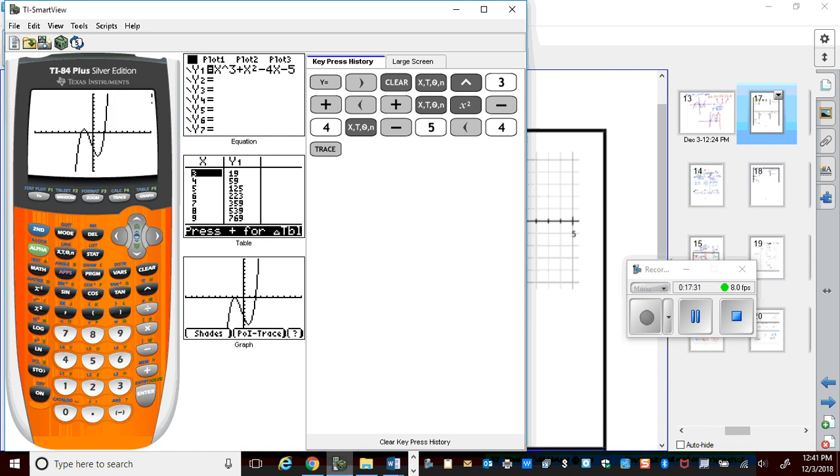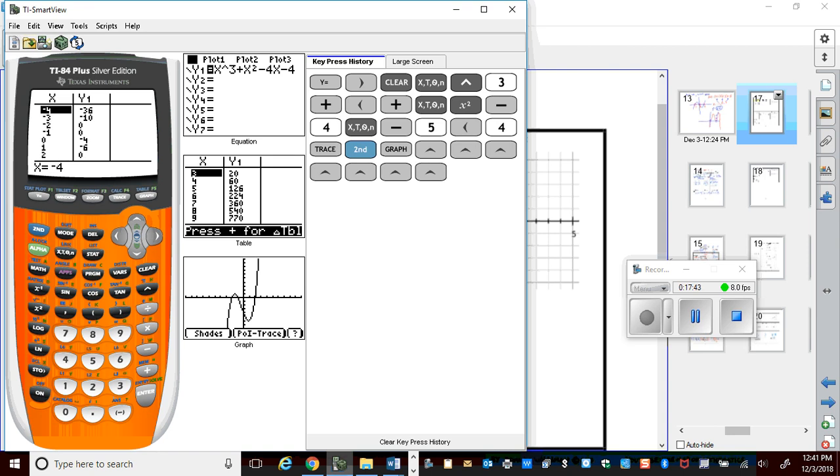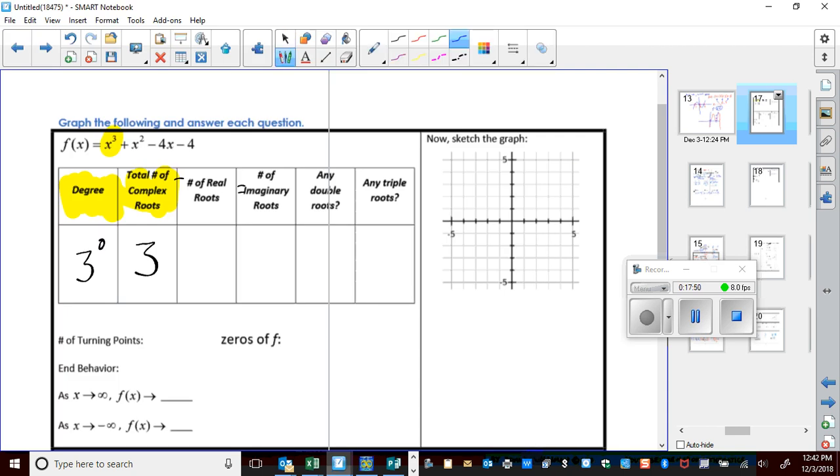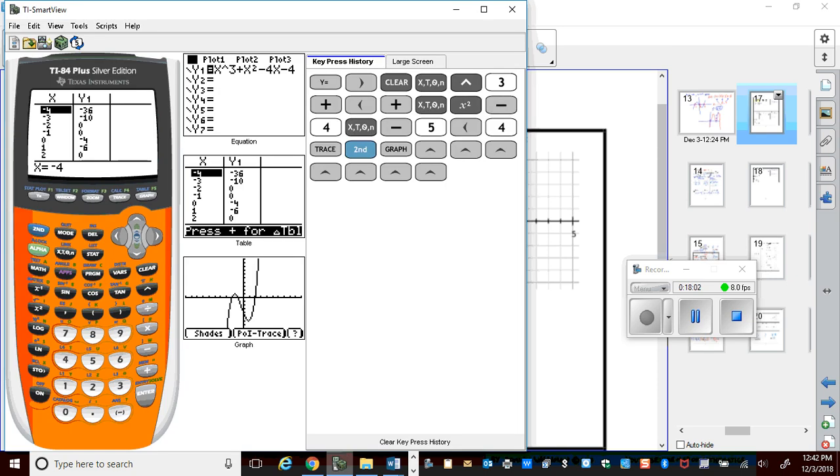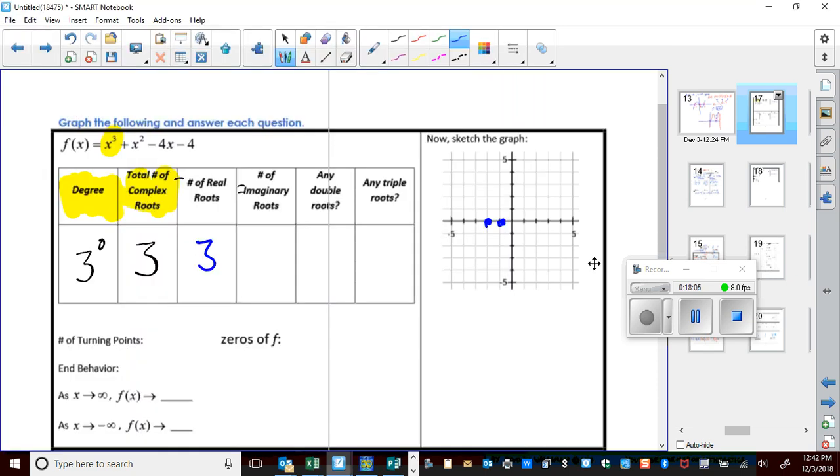Looks like there's 1, 2, 3 roots. 3 real roots. That means there's 0 imaginary numbers. So let's go to our table, second table, and see: negative 3, negative 10, negative 2, 0, negative 1, 0. Okay. So 3 real roots. Let's look at it. Negative 2, 0, 1, 0, and then 0, negative 4, 1, negative 6, and 2, 0.